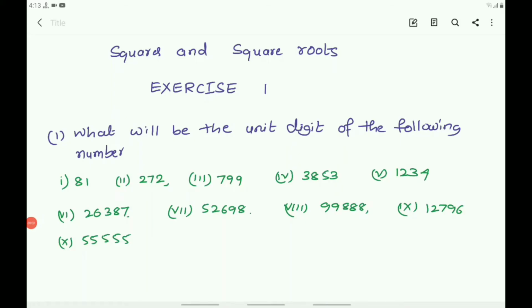Children, let us continue the chapter Squares and Square Roots. It is the second video of this chapter. Please go through the first video to understand all the concepts of squares and square roots. If you have learnt all the basic concepts of this chapter, you can solve this exercise easily. So please go through that video first, and only after that watch this video.